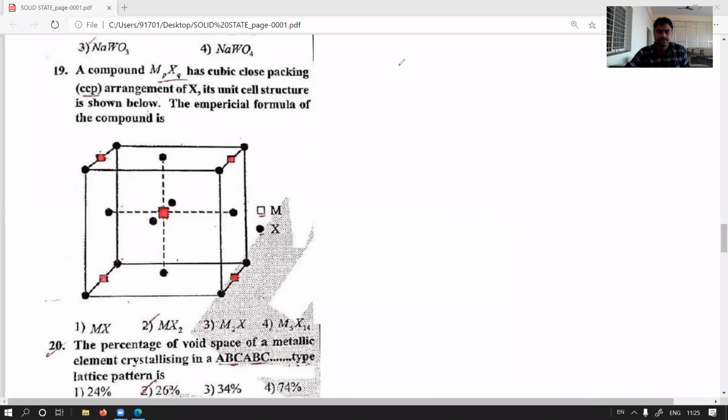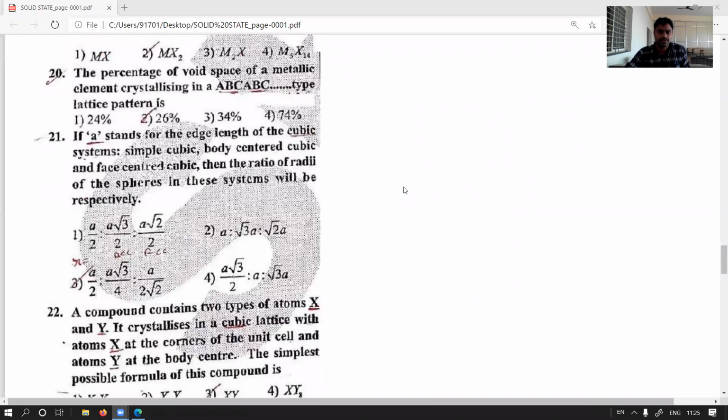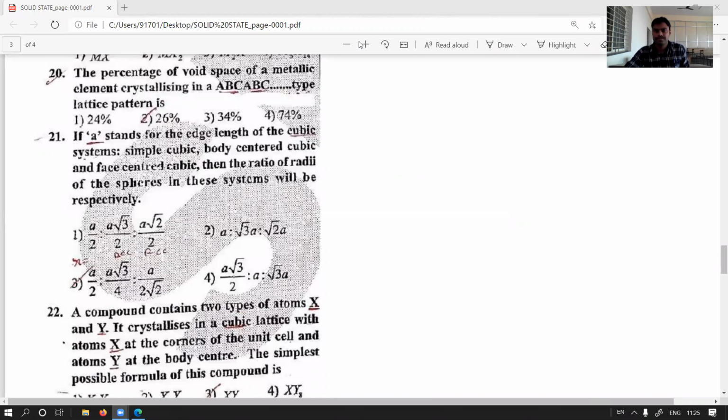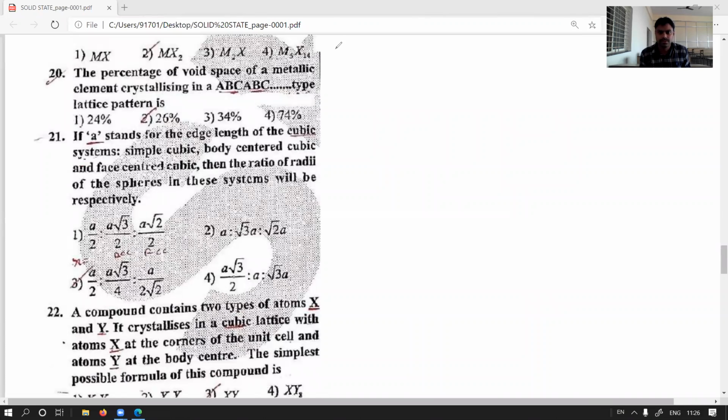20th question. In the 20th question, what they asked is the percentage of white space in metallic elements that crystallize in an ABC type lattice pattern. The ABC layer arrangement is present in the FCC, face centered cubic crystal structure.